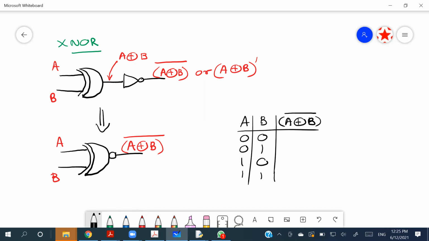So 0, like the logic that we use in the XOR when the inputs are identical.